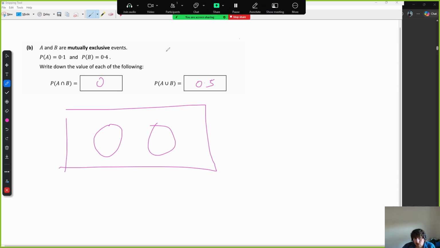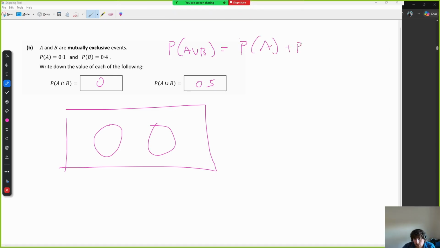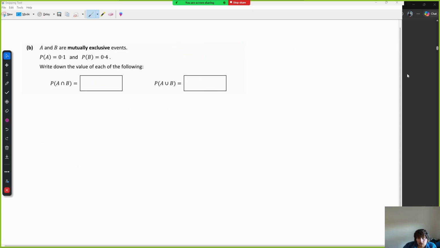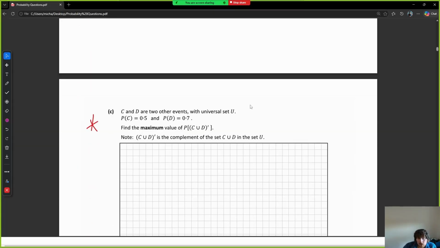And again, this formula always works for them, that the probability of A union B equals the probability of A plus the probability of B, take away the intersection. And in here, when you're mutually exclusive, the intersection is 0, okay? So it's just them added together. Great, hopefully people are okay with that. So really important stuff. What do we got down here?